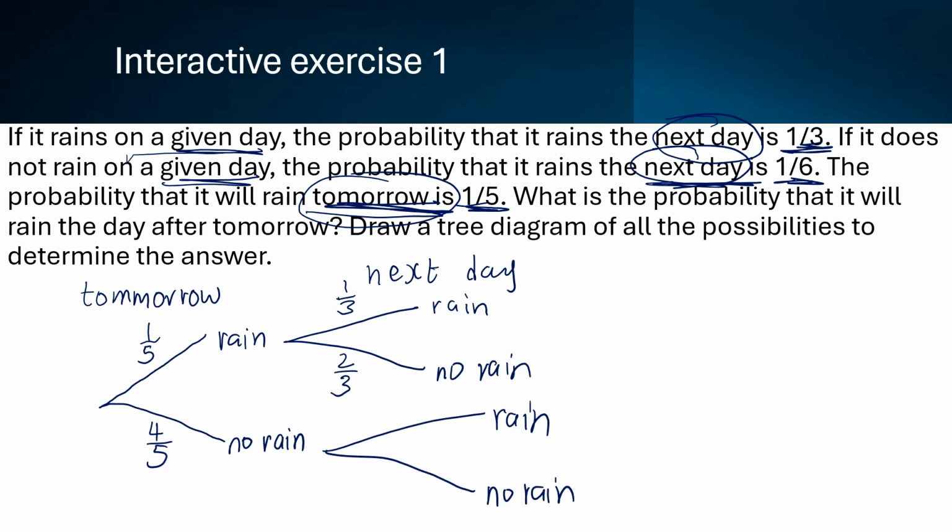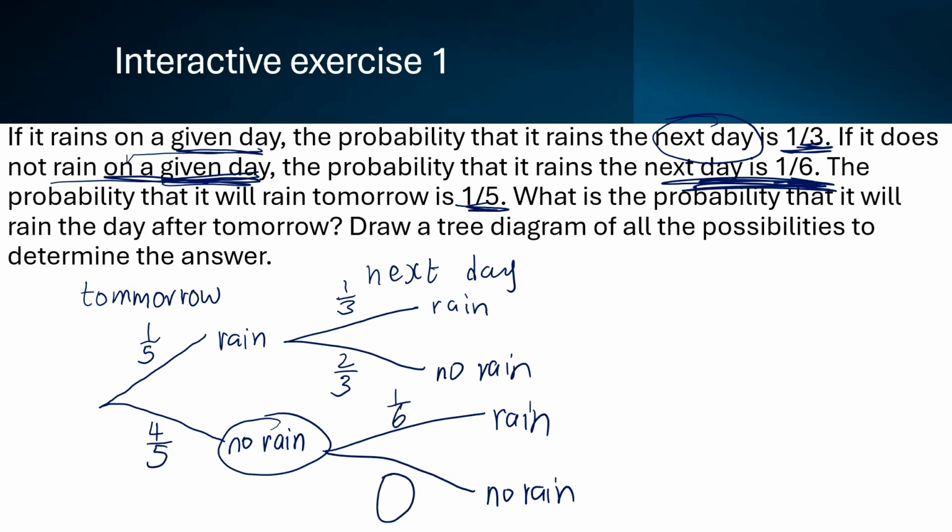Okay. Then we are also told that if it does not rain on a given day, which is tomorrow here, then the probability that it rains the next day is 1/6. So this one of raining the next day will be 1/6. Definitely we can also determine the one for no rain because the sum of the branches must add up to 1. So we say 1 minus 1/6, then you get 5/6 here.